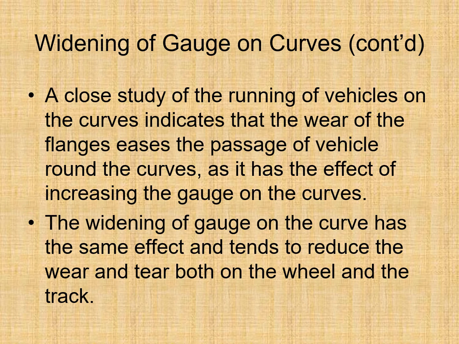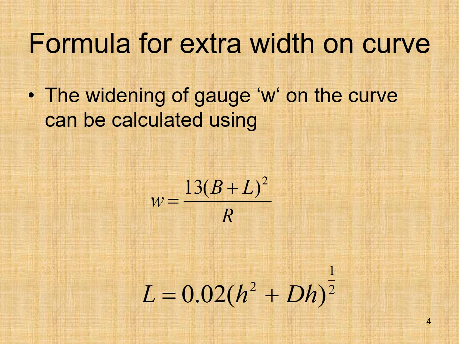Thus the widening of gauge on the curves has the same effect and tends to reduce the wear and tear both on the wheel and the track. Formula for extra width on curve. The widening of gauge can be denoted by small w. So the widening of gauge W on the curve can be calculated by using this formula.